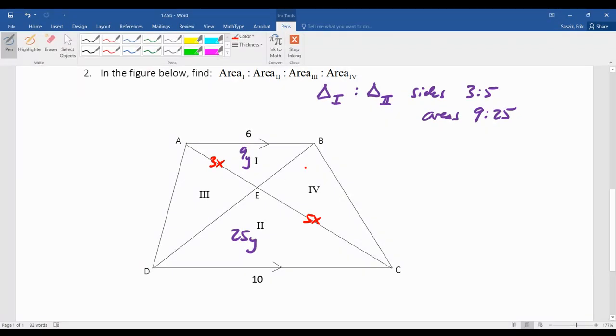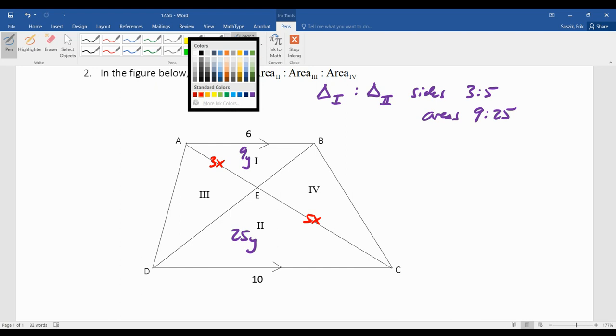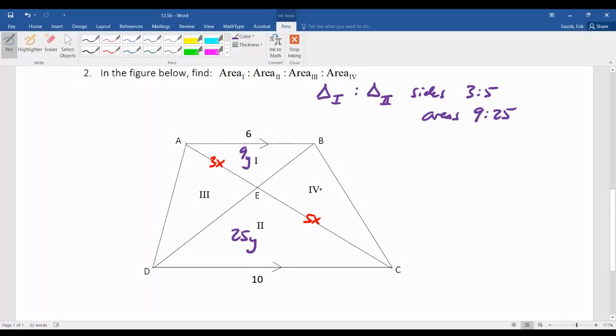So these two triangles that have the same height, the ratio of the areas has to be the same thing as the ratio of their bases. Their bases are 3 to 5. Here we called this area earlier 9y. That's this times 3. So if this is 15, multiplied times 3, this in here has to be 15y.